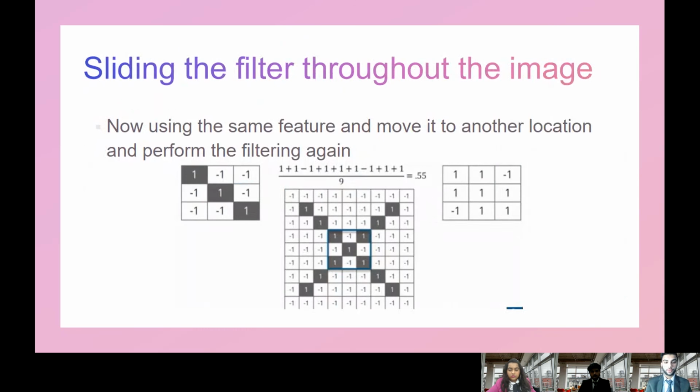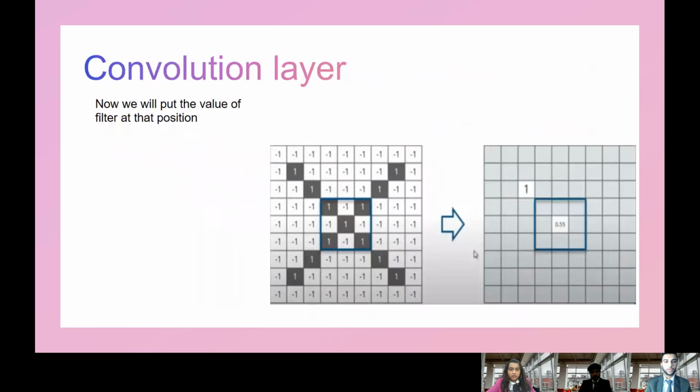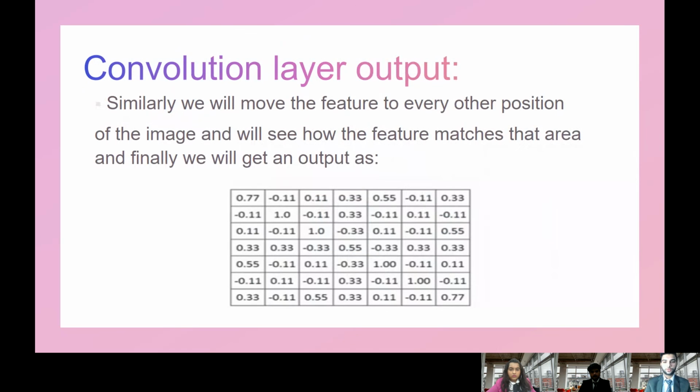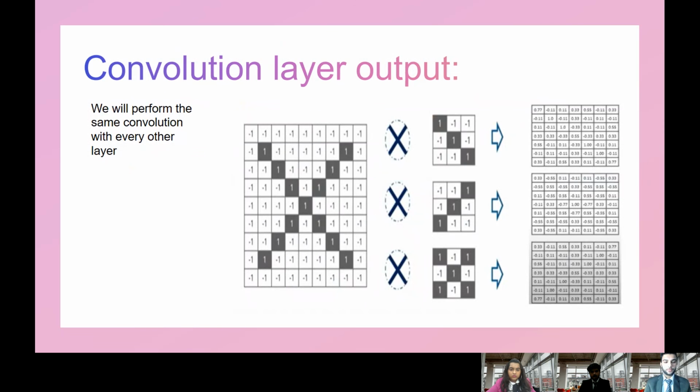This is one more example in which we move the filter to the middle and get the following output. As we see that there are a couple of -1, so we get 0.55. Now we will put the value of the filter at that position, so we will place 0.55 in the middle. Similarly, we will move the feature to every other position of the image, and we'll see how the feature matches that area, and finally we will get the output. We will perform the same convolution with every other feature and get the following result.